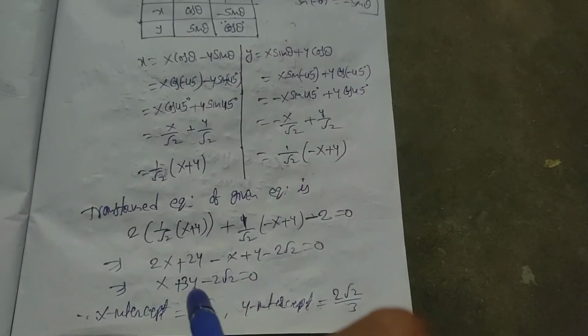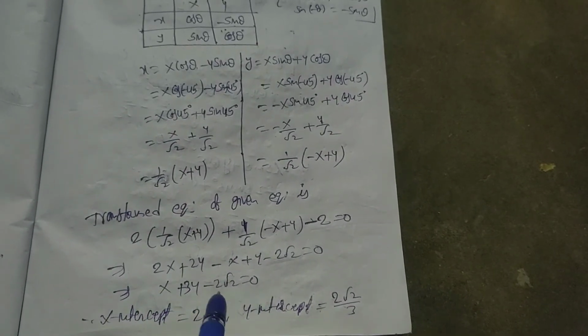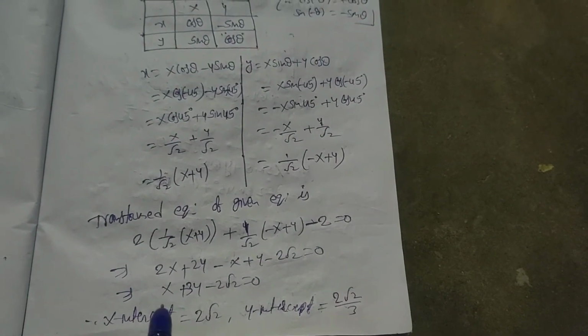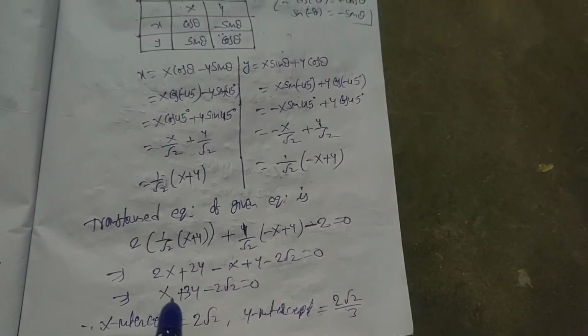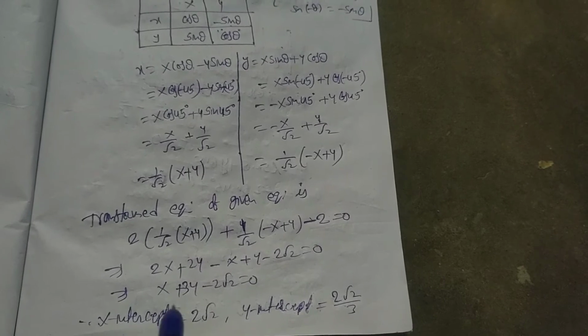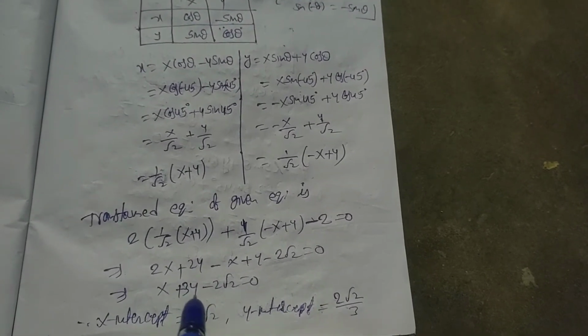Already I told you, to get the x-intercept, take y is equal to 0 in this equation, and to get the y-intercept, take x is equal to 0. That gives the x and y-intercepts. So here first you find out the x-intercept. So take y is equal to 0.